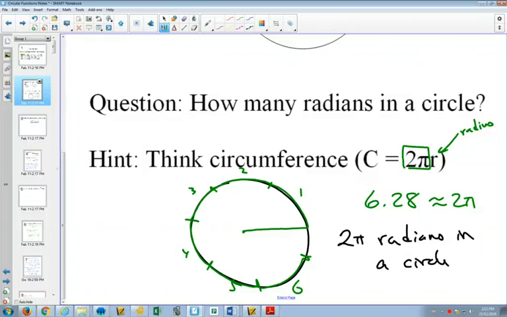in a circle. Now, one of the things that gets confusing for students is we start to write the following out. We write 2 pi equals 360 degrees. Okay? What I just did right now is I made a little mistake. I didn't say 2 pi radians was equal to 360 degrees.